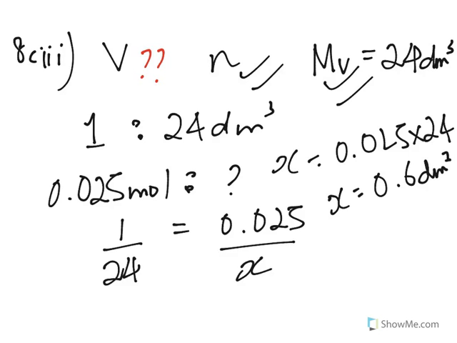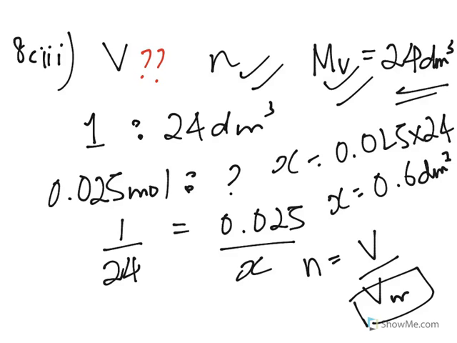A simpler way you could use is this formula, where the number of moles of any gas equals the volume of the gas over the molar volume of the gas. The molar volume being that 24 we discussed earlier. So in this case, volume equals number of moles times molar volume, which is equal to 0.025 times 24. And that's another way of doing it.